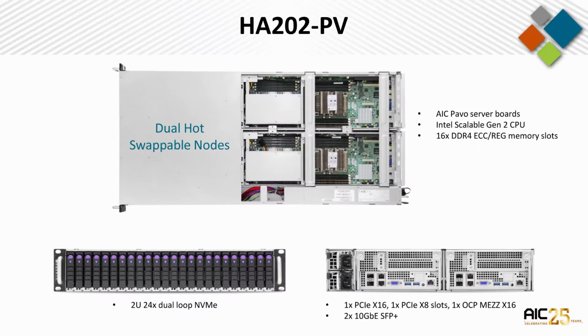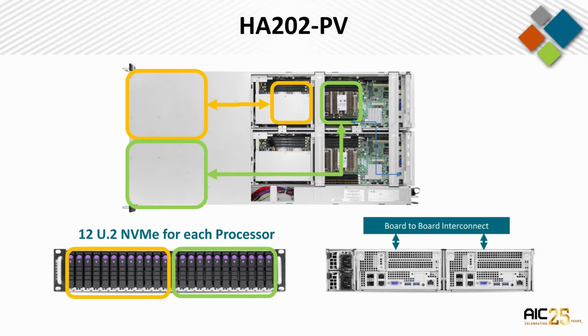99.999% of the time, which makes only a few minutes out of the year of offline. Specifically today, we're going to discuss the HA202PV. What it looks like is a dual node, hot-swappable system based on our AIC-designed motherboard, the Pavo, which can support up to, in total in the system, 4 Intel Scalable Gen 2 CPUs, up to 16 DIMM modules per system, and the most exciting part, 24 drive, dual loop NVMe in the front, which makes the design so fit for low latency, high performance.